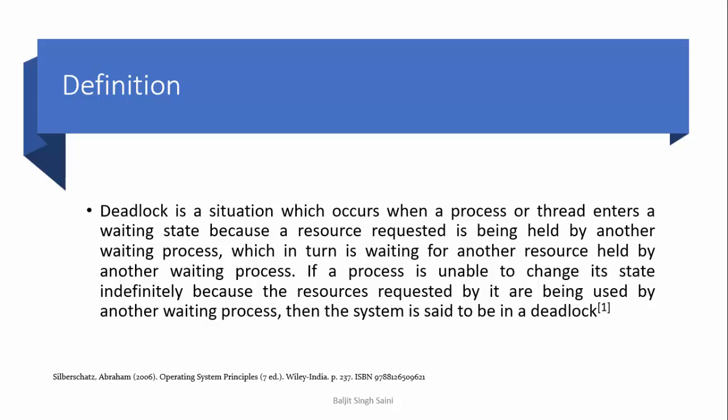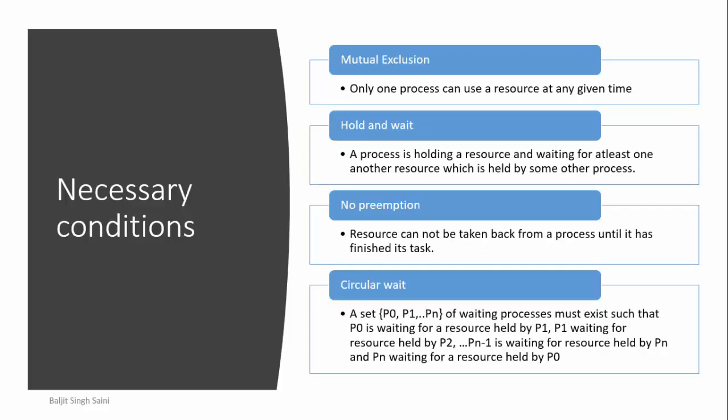So P1 रिक्वेस्ट कर रहा है एक रिसोर्स की जो P2 एक वेटिंग प्रोसेस ने होल्ड किया हुआ है. P2 in turn is waiting for a resource R1 जो कि P1 एक waiting process ने hold किया हुआ है. Now, if a process is unable to change its state indefinitely, now P1 and P2 will not be able to change their state indefinitely because the resources requested are being held by another waiting process. Now, such a situation is called deadlock.